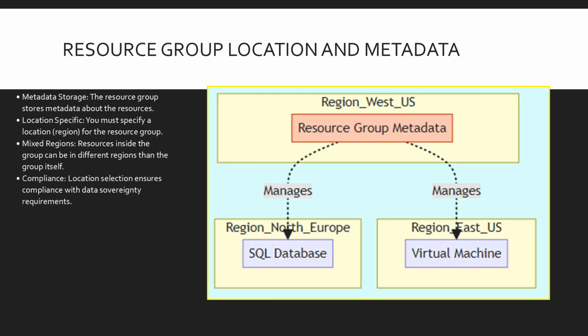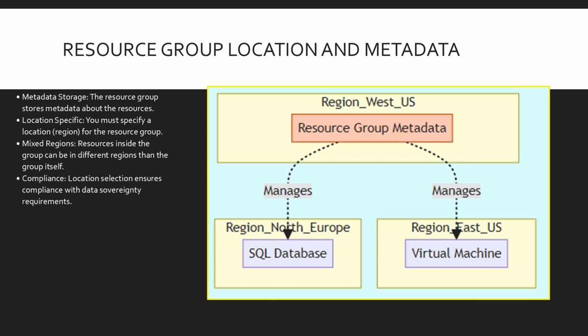A common point of confusion is the location of the resource group versus the resources inside it. When you create a resource group, you must provide a location. This location is where the resource group stores metadata about the resources. Crucially, resources inside a resource group can be in different regions. For example, your resource group's metadata might live in West US for compliance reasons, while the virtual machines inside that group are running in East US to be closer to your customers.